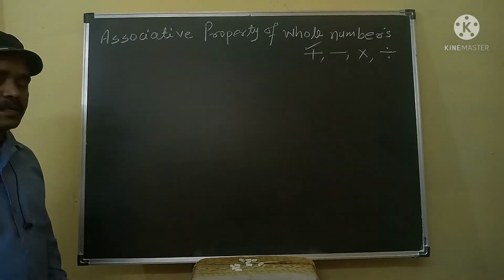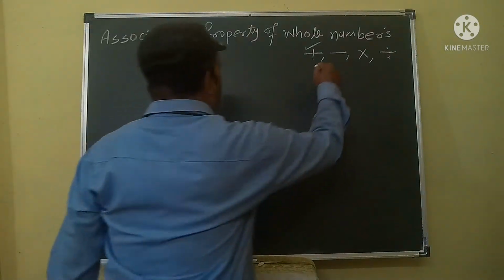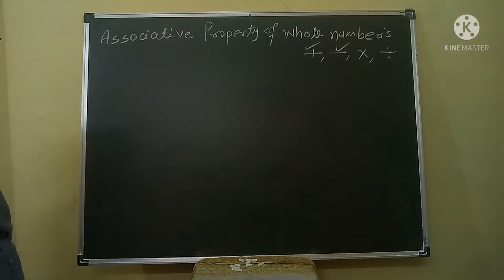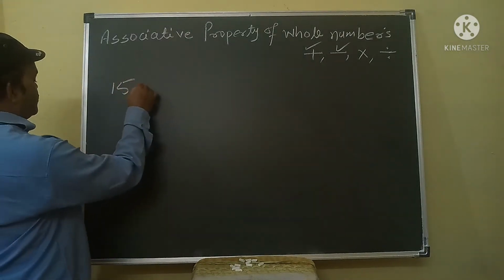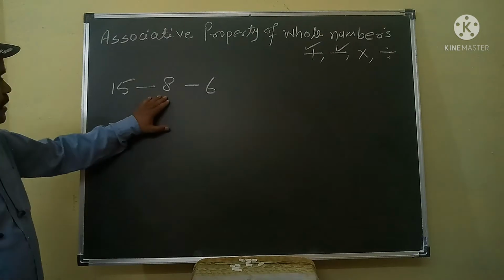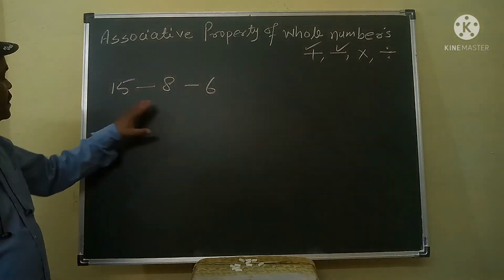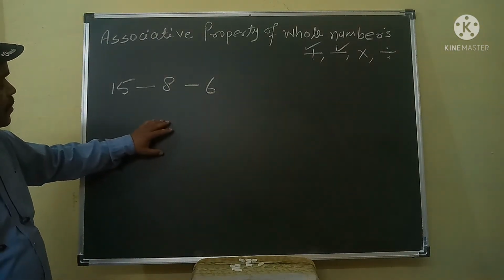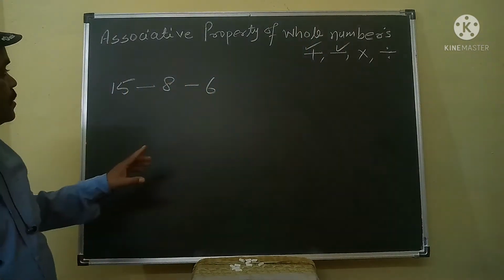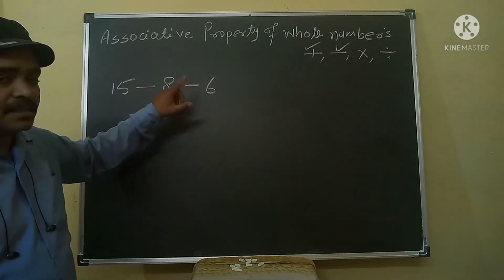Then we will discuss the associative property of whole numbers on subtraction. Suppose you have three whole numbers: 15, 8 and 6. In these three whole numbers, we will check the associative property on subtraction. That's why I am taking the minus sign here.